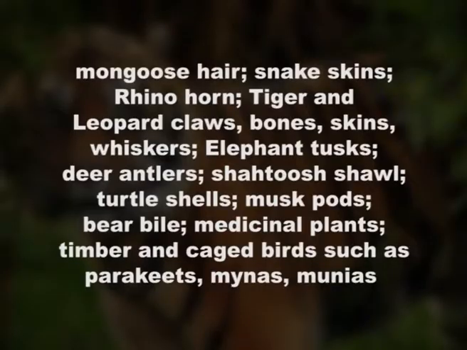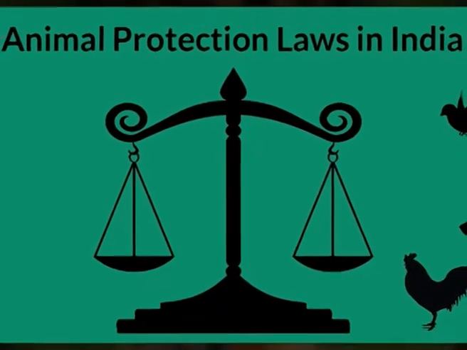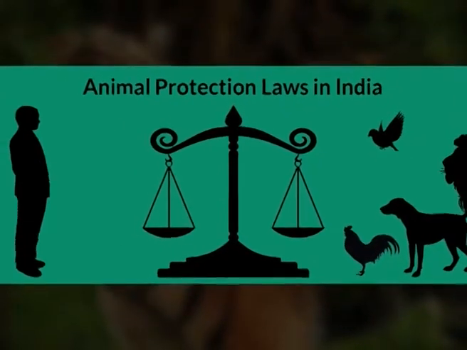In India, it includes diverse products including mongoose hair, snake skins, rhino horn, tiger and leopard claws, bones, skins, whiskers, elephant tusks, deer antlers, shahtoosh shawl, turtle shells, musk pods, bear bile, medicinal plants, timber and caged birds such as parakeets, mynas, munias, etc. A large part of this trade is meant for the international market and has no direct demand in India.